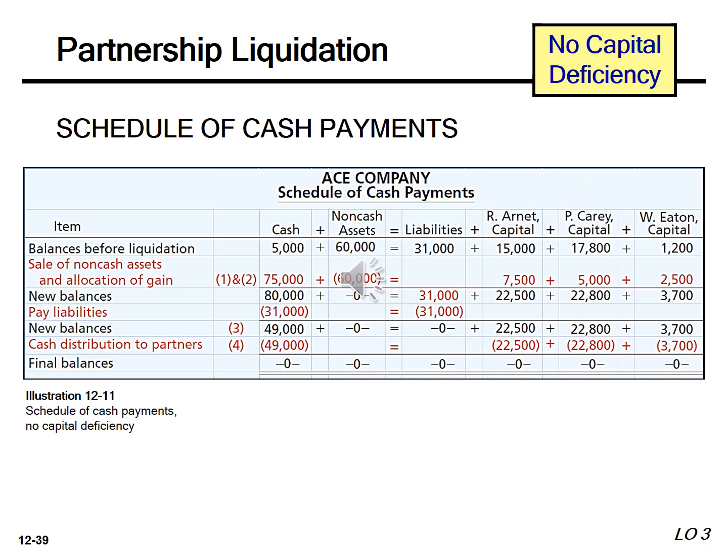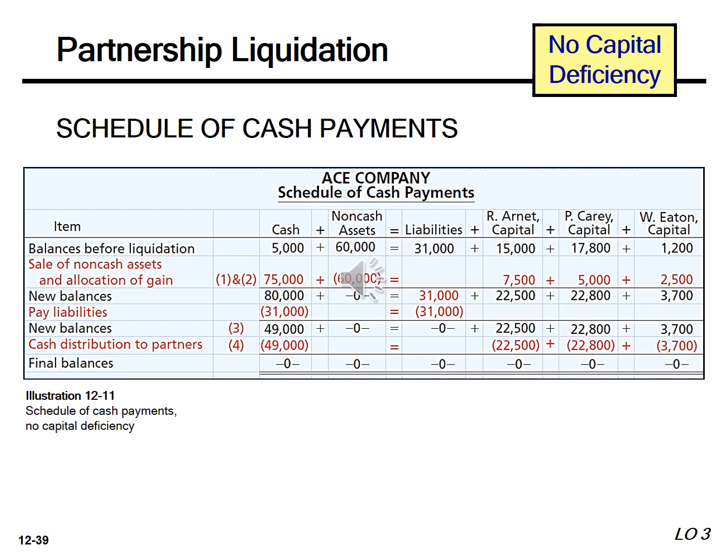Then we show the step where we pay the liabilities. So of course our cash is going to be reduced by 31,000, and our liabilities are going to be brought down to 0. So we're going to subtract 31,000 from it. The new balances now are going to be 49,000 for the cash. Non-cash assets are now 0. The liabilities are also now 0. And the capitals for each of the partners are not going to be affected.